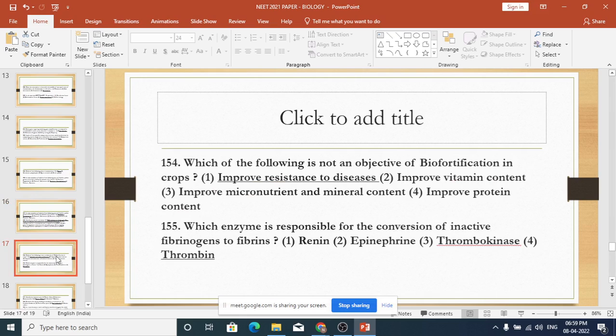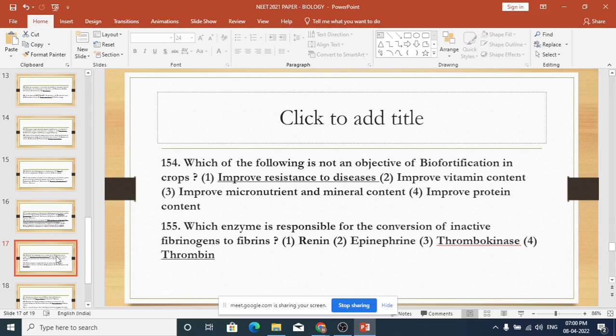Which of the following is not an objective of biofortification in crops? What is meant by biofortification? Any idea? Is it 12th or 11th? 12th. It is 12th, sir. Okay, so then we cannot answer.